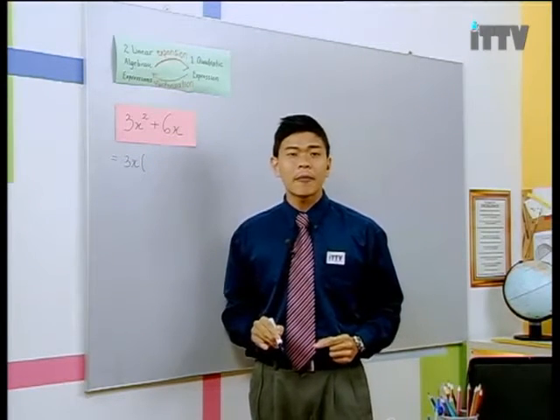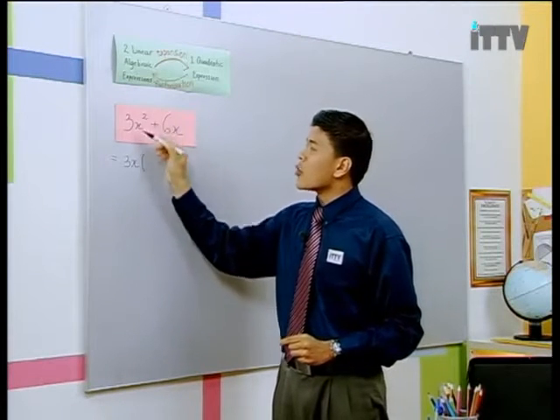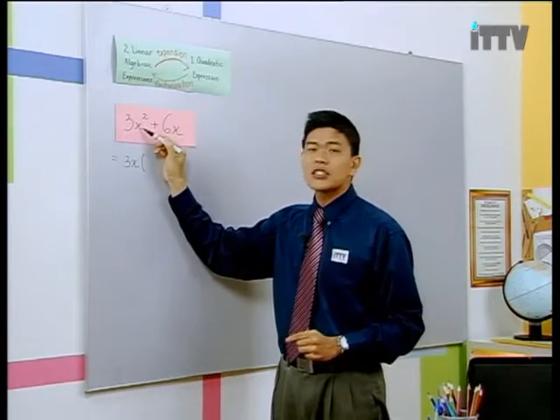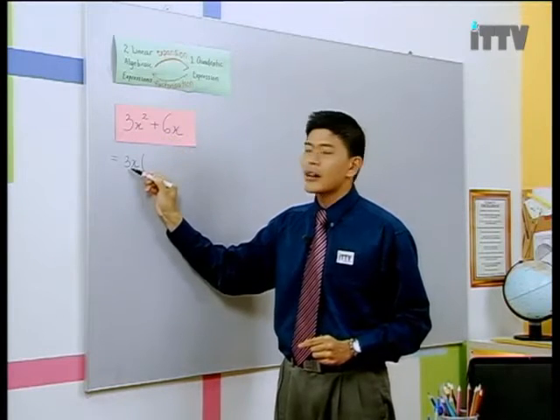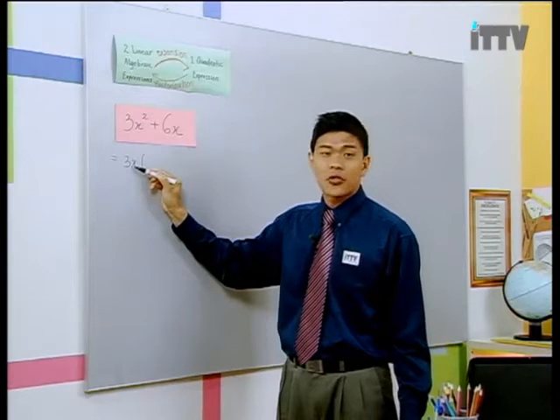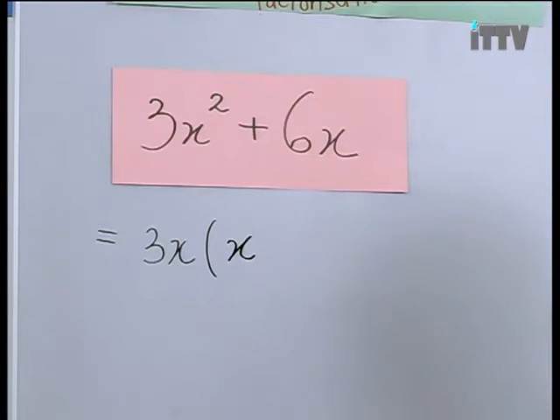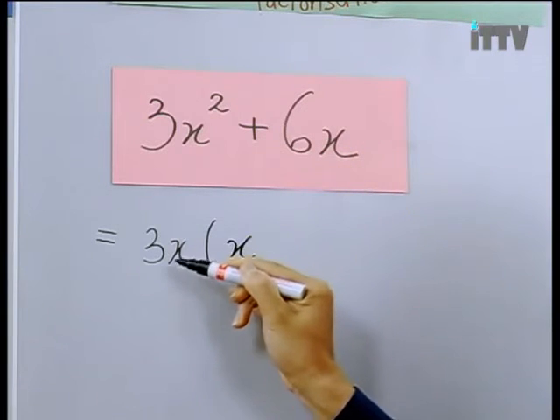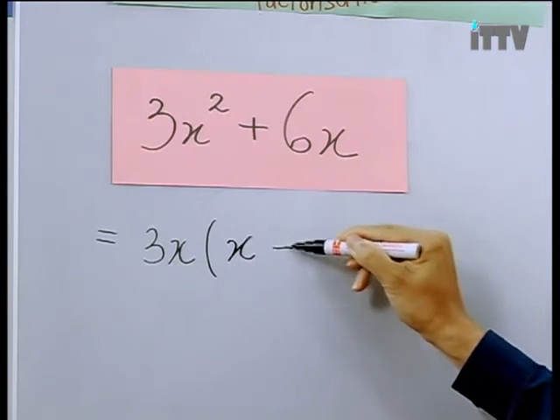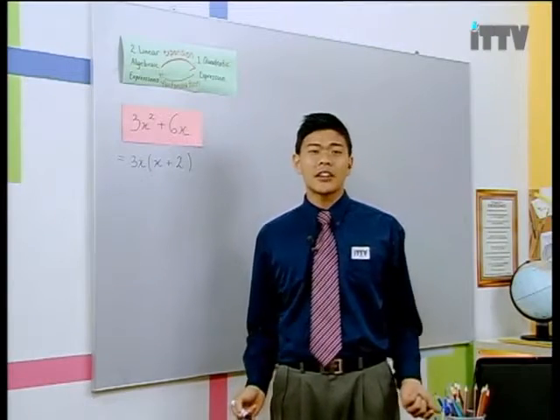And the final step, divide. Every term of the quadratic expression has to be divided by the highest common factor. So when 3x squared is divided by 3x, you will obtain x. And when 6x is divided by 3x, you will obtain 2.